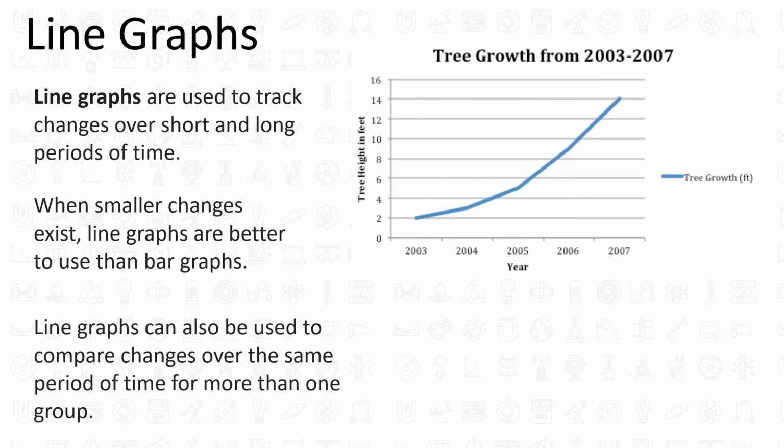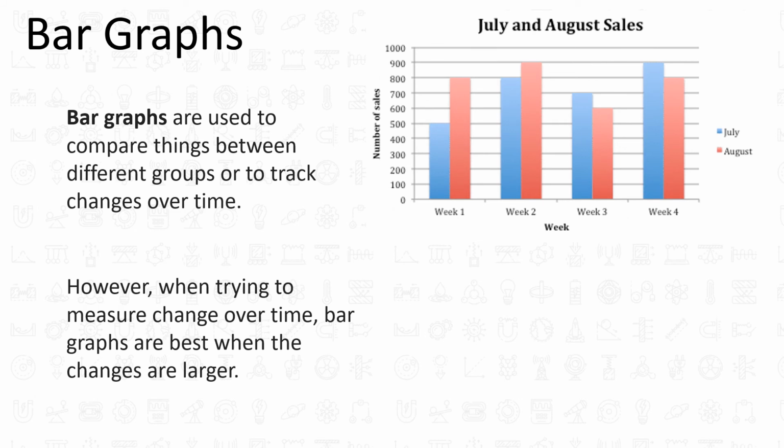So line graphs are used to track changes over short and long periods of time. When smaller changes exist, line graphs are better than bar graphs. So if it's a small change, line graphs are going to show it easier for our eyes to be able to make sense of it. So line graphs can also be used to compare changes over the same period of time for more than one group. So you can have more than one line is what we're saying.